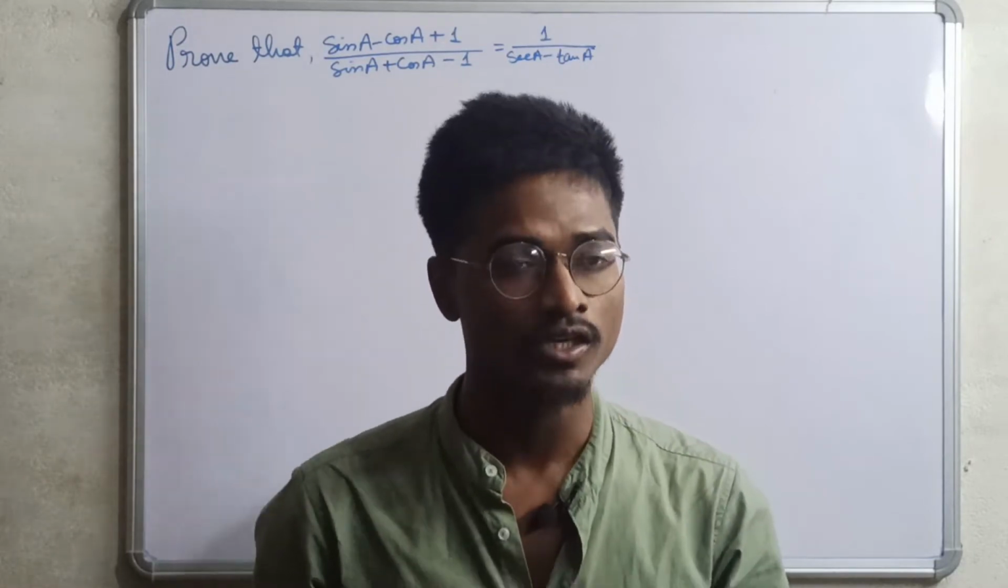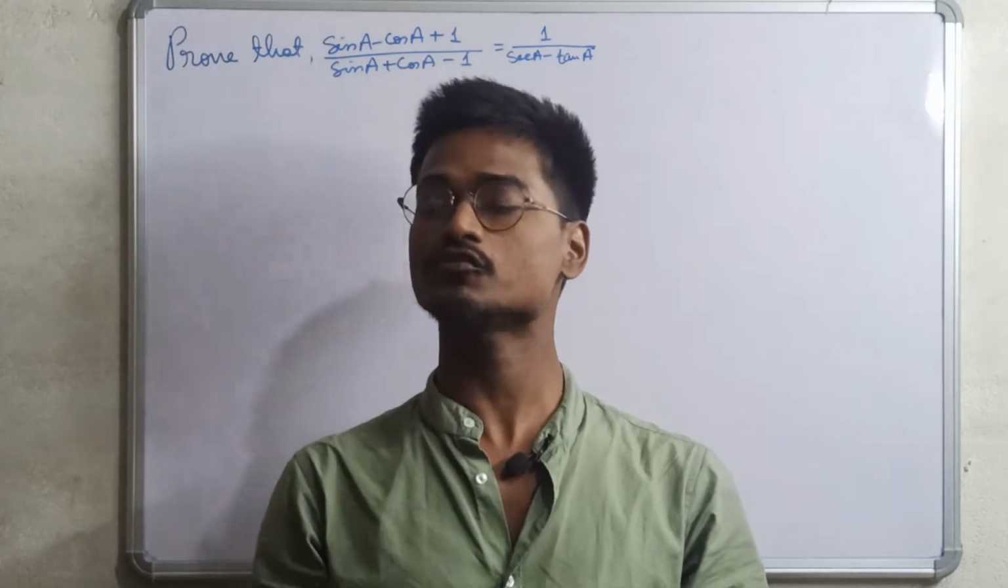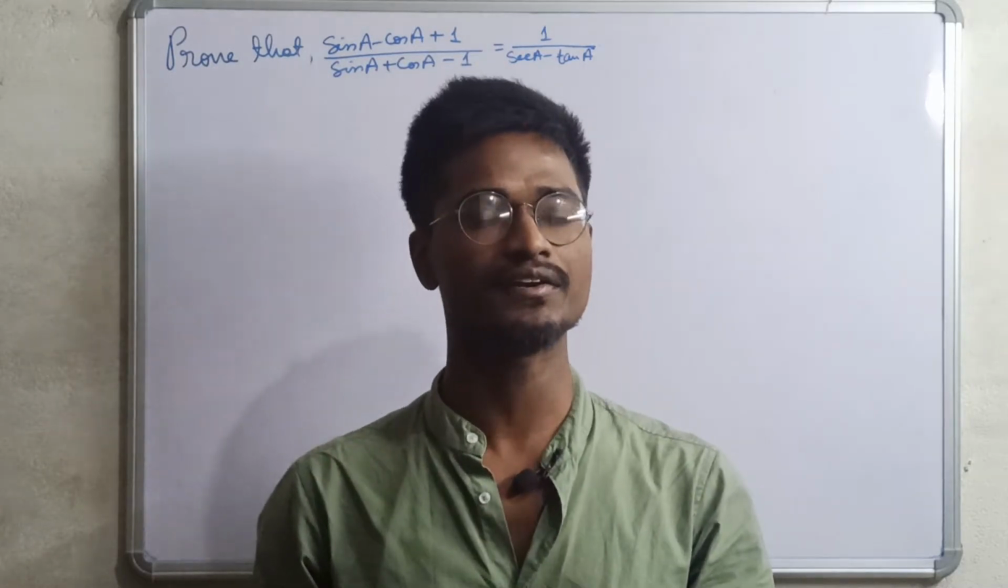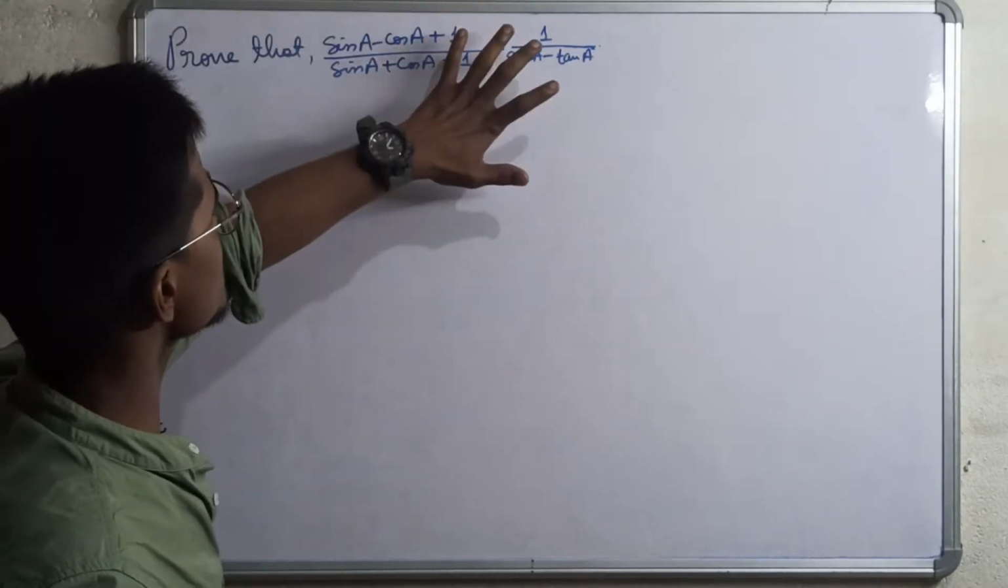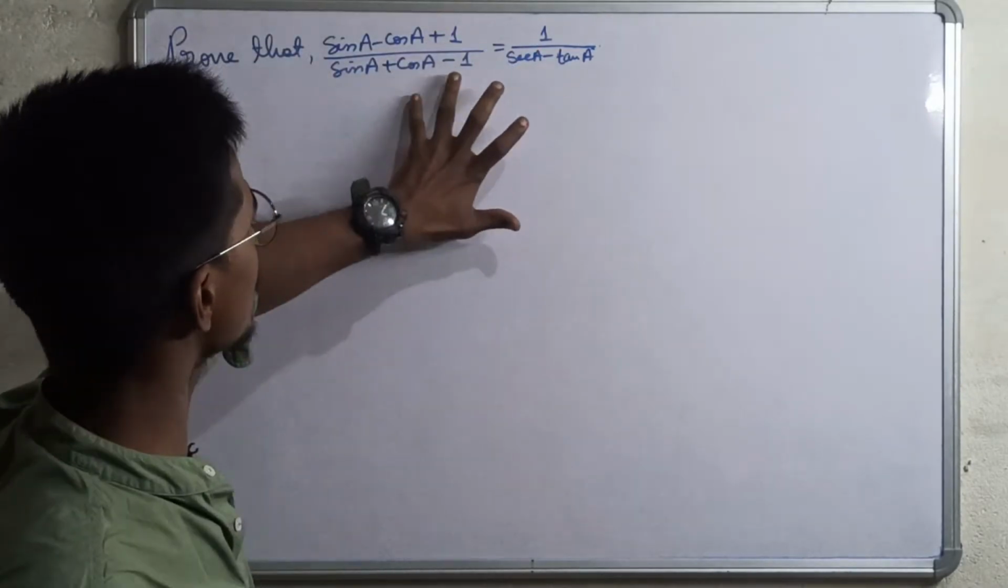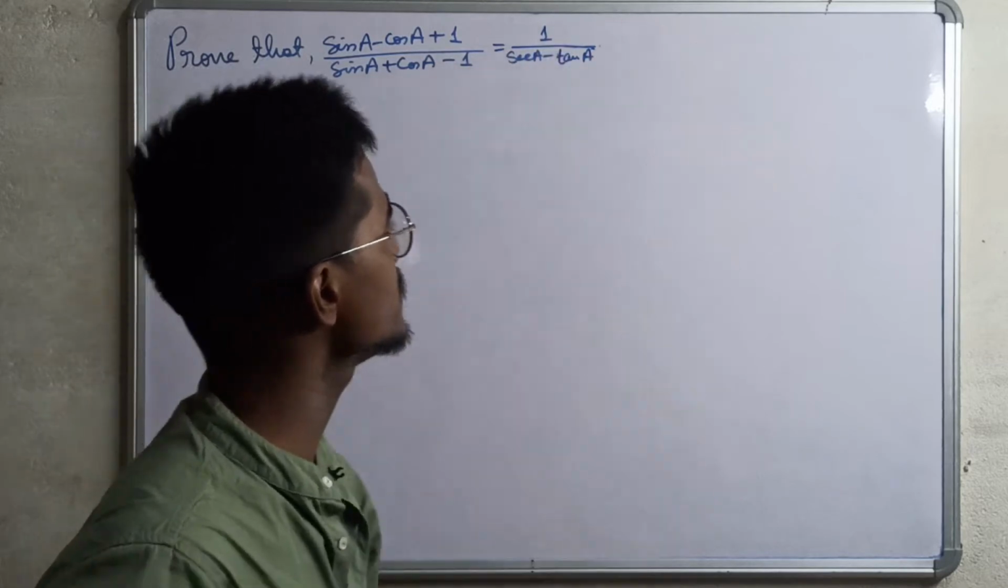My name is Abhishek. I have a question written on the board from the topic trigonometric identities. The question says that we need to prove (sin a minus cos a plus 1) upon (sin a plus cos a minus 1) is equal to 1 upon (sec a minus tan a).